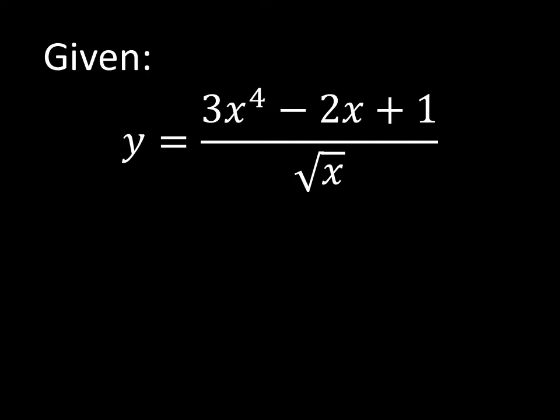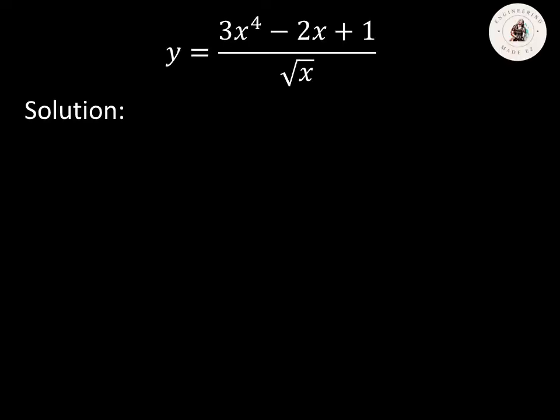To apply the given formula, let's differentiate this given function. So we have y equals 3x to the power of 4 minus 2x plus 1 divided by square root of x. To answer this easily, we're going to transform the given function into an exponent form.